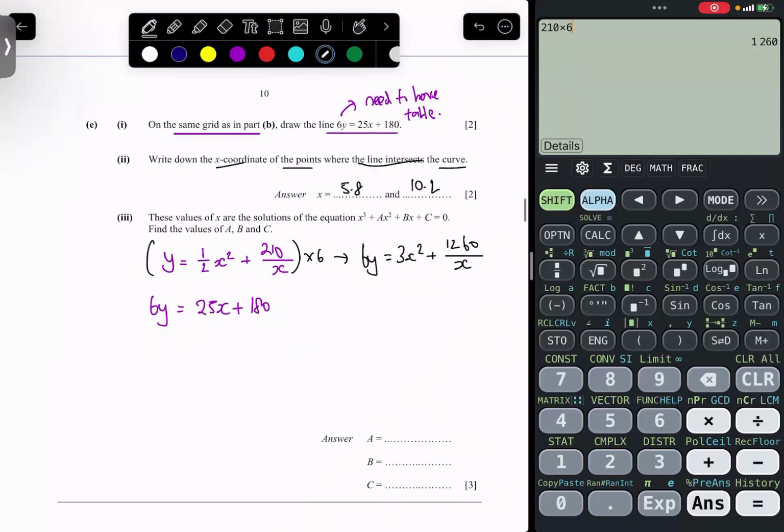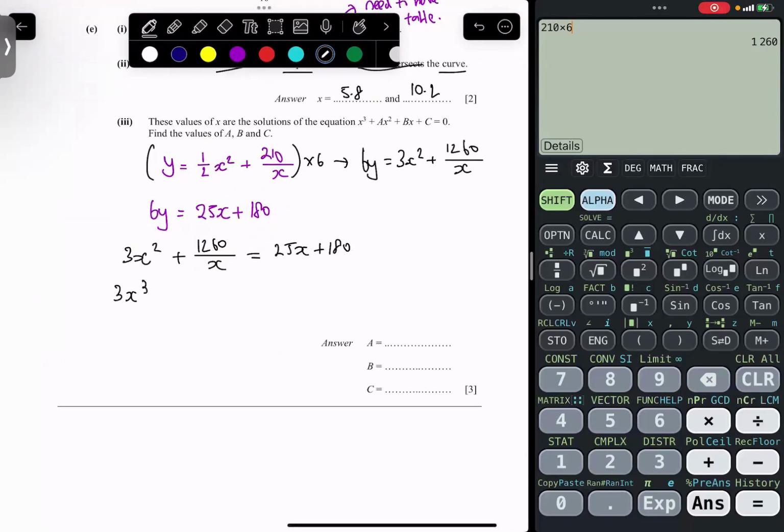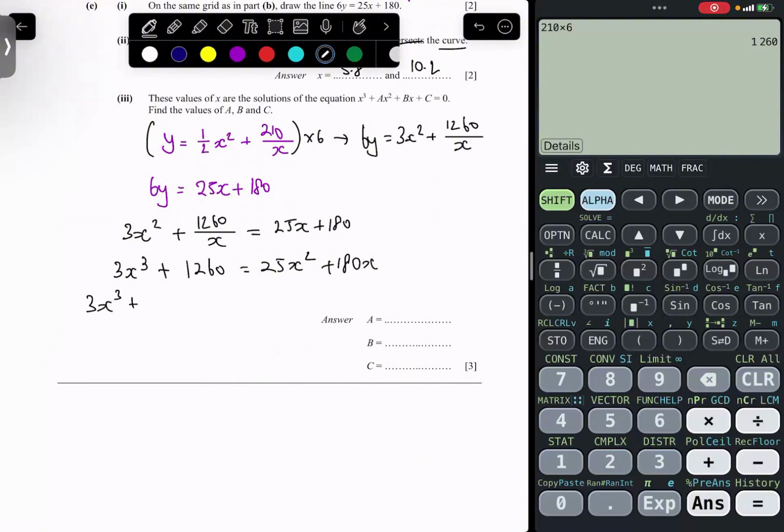Okay, now, so that I can equate both of them, so I'll get 3x squared plus 1260 over x equals to 25x plus 180. Right? So multiply everything by x: 3x cubed plus 1260 equals to 25x squared plus 180x. Okay, now bring everything over to the side: 3x cubed minus 25x squared minus 180x plus 1260 equals to 0. Because here they want the function to equal to 0. Now dividing by 3: x cubed minus 25 over 3 x squared minus 60x plus 420 equals to 0.